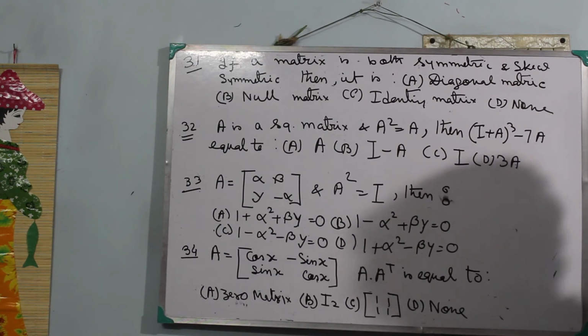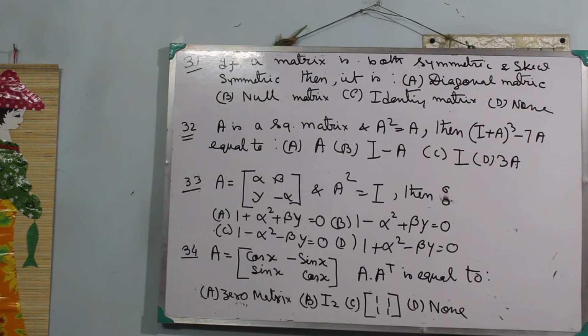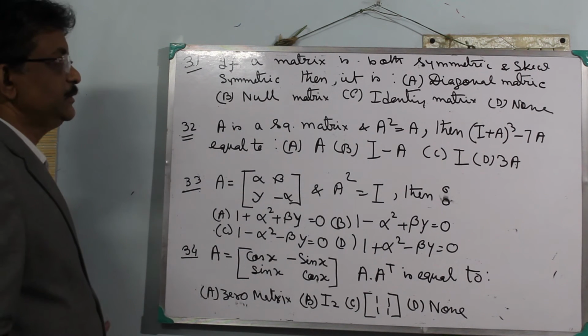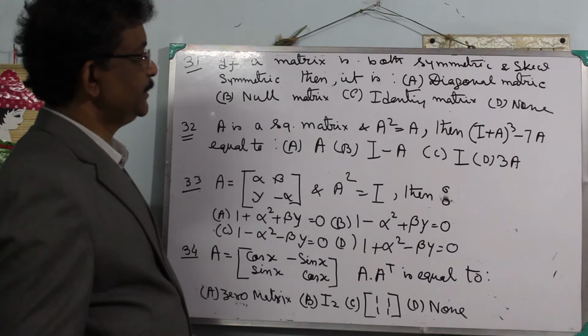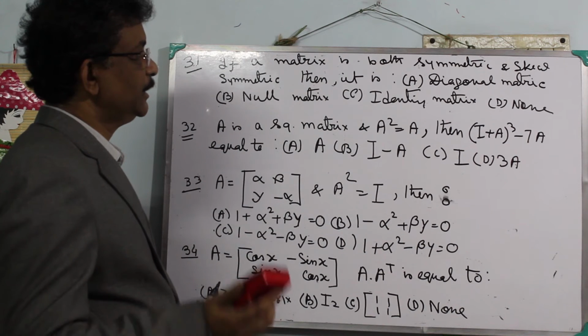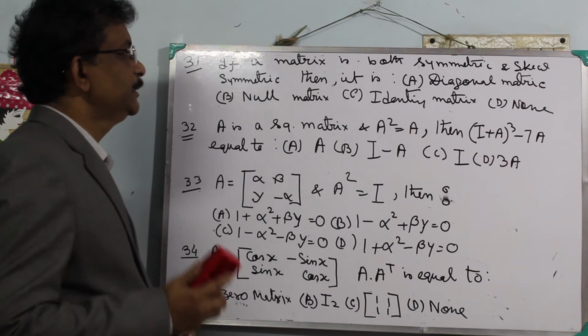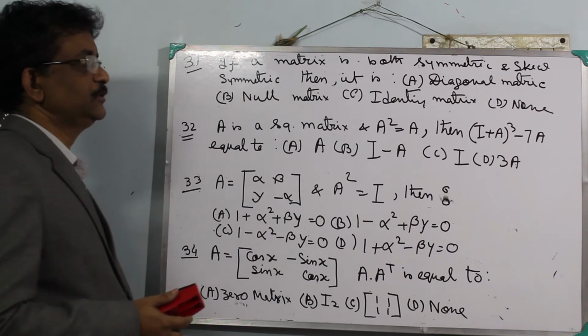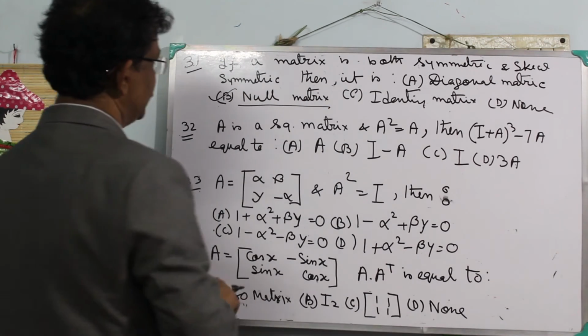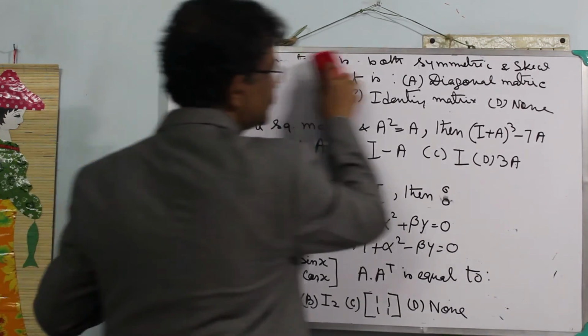Next 4 problems, 31, 32, 33, 34. All the problems are very good. The first one is an easy one. If a matrix is both symmetric and skew symmetric, then it is a diagonal matrix, null matrix, identity matrix, or none. If a matrix is both symmetric and skew symmetric, it must be a null matrix, otherwise it is not possible. So the correct answer is B, it must be a null matrix. Nothing to discuss, it is very easy.